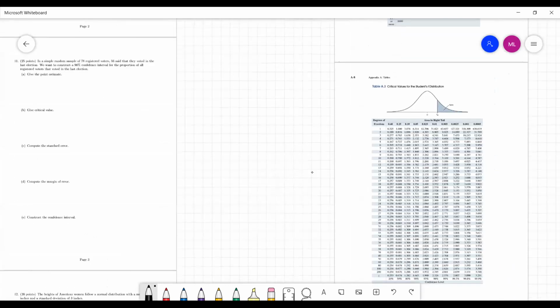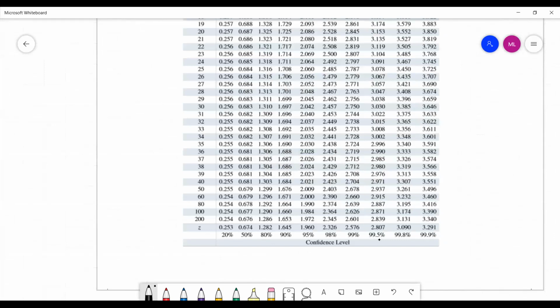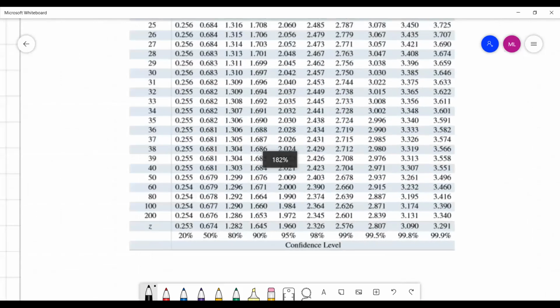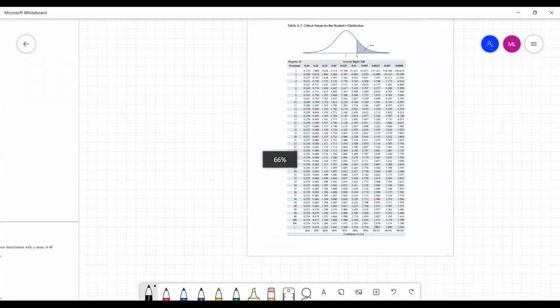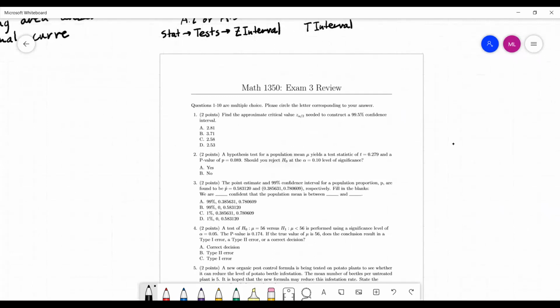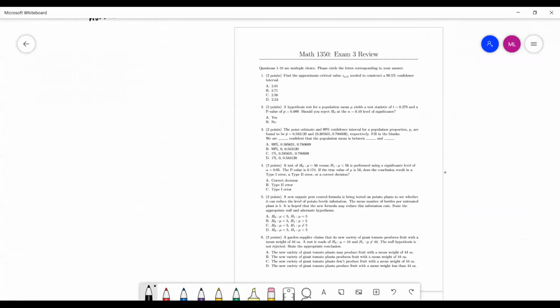So wherever it is, here's table A3. Come down to the bottom, look through the list of confidence levels, and sure enough, there we go. Our confidence level is 99.5. The corresponding z-score, which is the critical value, is 2.807 in this case. So if I had to round that to 2 decimals, because I think our answers are 2 decimals, I'd do 2.81. So coming back over here, we're looking for 2.81. And sure enough, answer A is 2.81.